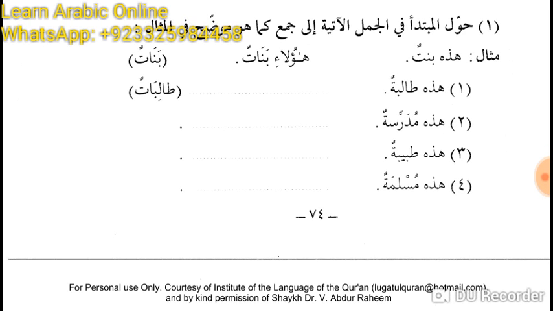Okay. Then we have the exercises. How will I read this question? Change the subject of the following sentences into plural like in the examples, as explained in the examples. So hadhihi bintun, this is a girl. Haulai banatun, these are girls.